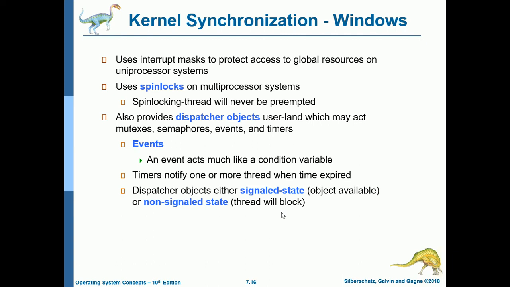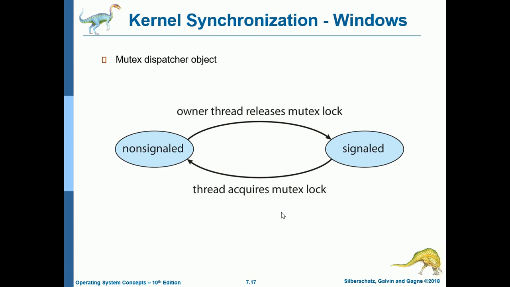And dispatcher objects are either in the signaled state, which means the object is available, or the non-signaled state, where the thread will block. This is an illustration of the state of the mutex dispatcher object. Going from the non-signaled state to the signaled state, the condition is that the owner thread releases the mutex lock. And from the signaled state to the non-signaled state, the condition is that a thread acquires the mutex lock.